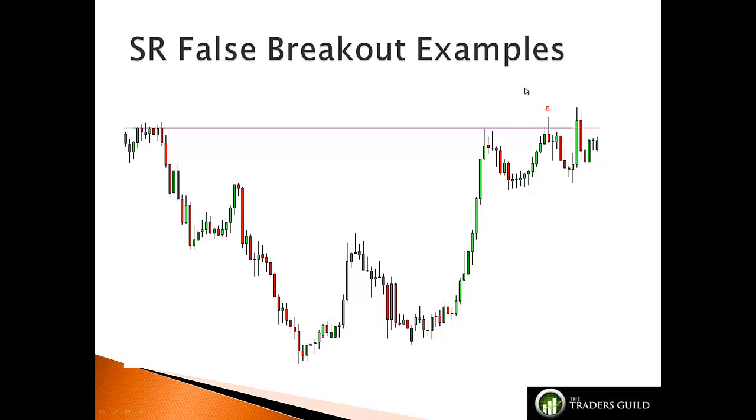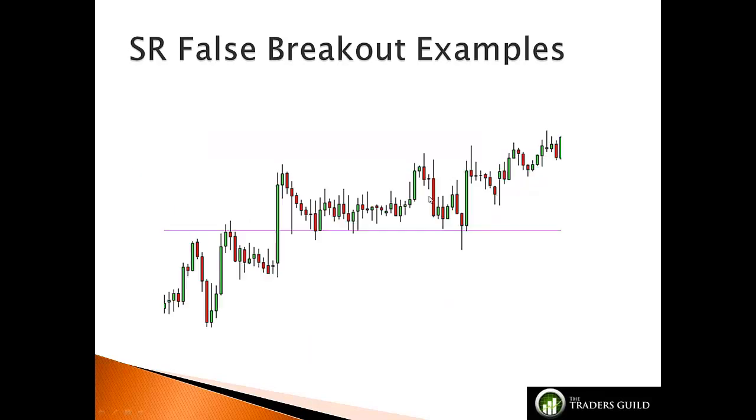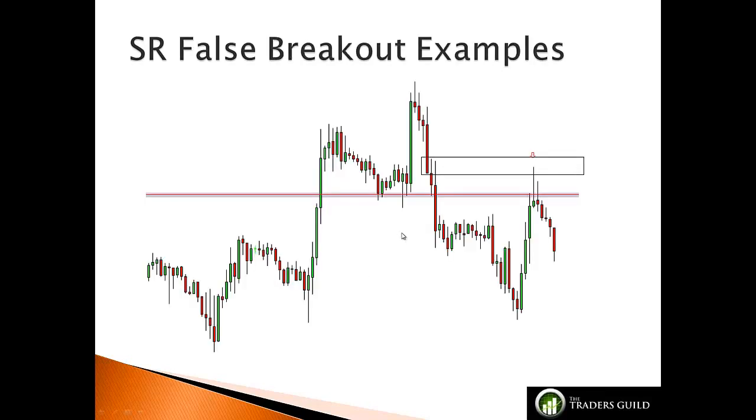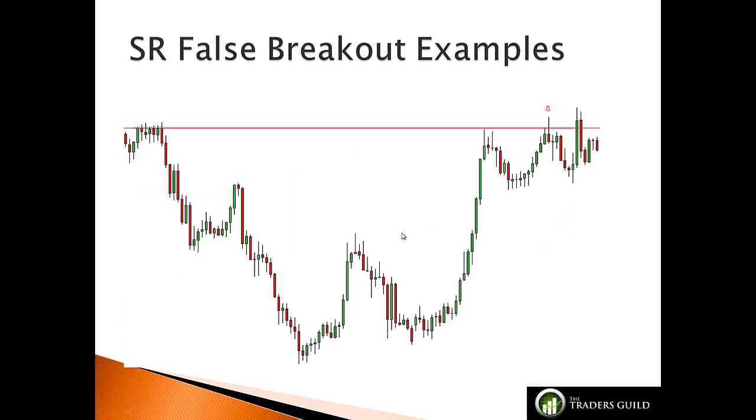Now, this example also explains what I mean by, if I go back, do we have a pause, consolidation, SR test just before the FB? This helps us, and this example explains it quite well. If we have the pause and test, this confirms that this is still an SR. It still has significant order flow. The pause and test is rejection.